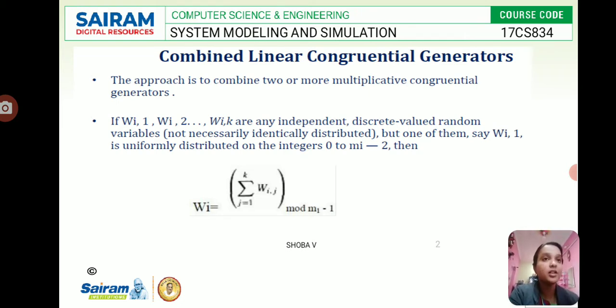To see how this result can be used to form the combined generators, let xi1, xi2 and xik be the ith output from k different multiplicative congruential generators. The jth generator has prime modulus and multiplier, which we can choose for the period mj minus 1. So we are only going to combine two or more multiplicative congruential generators. The formula is xi is equal to summation j equal to 1 to k of (minus 1) power j minus 1 times xij, mod m1 minus 1. This is the main approach we can follow in combined linear congruential generators.